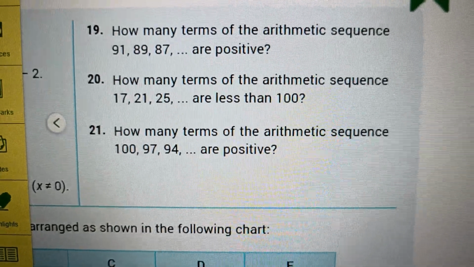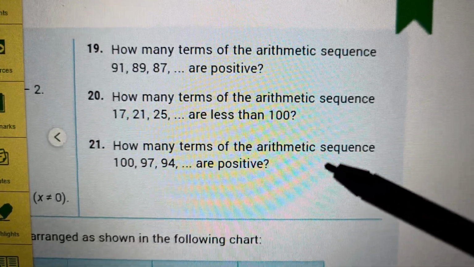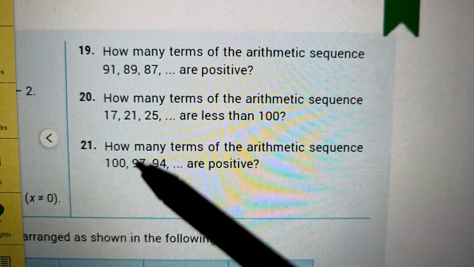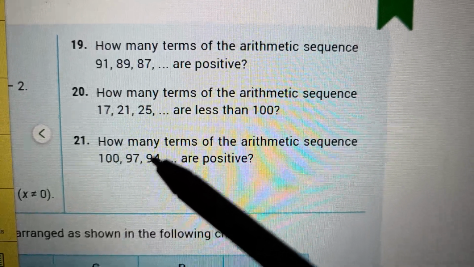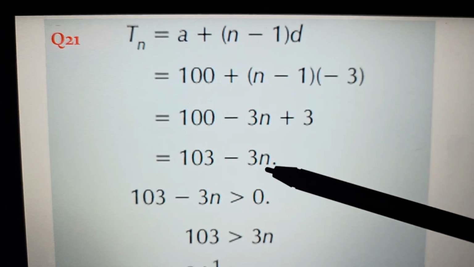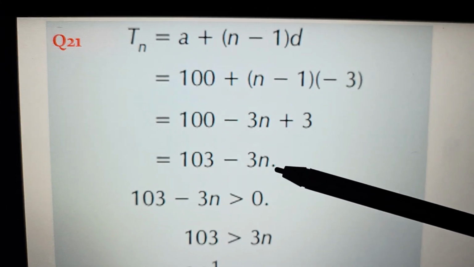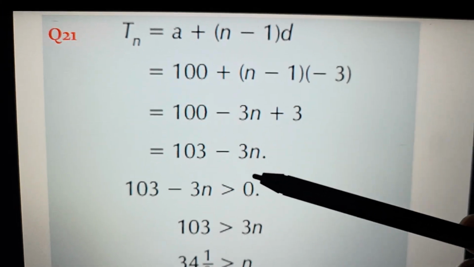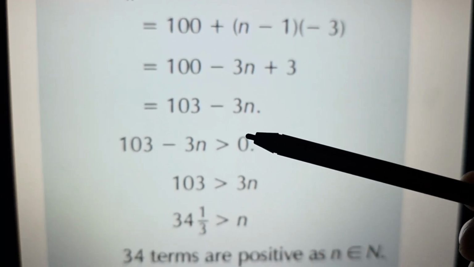Question 21, how many terms in that sequence are positive? Again, it's arithmetic. Come up with the T of n formula. A is 100, d is minus 3. Okay, so my T of n formula ends up being 103 minus 3n. I want it to be positive, so I let it be greater than 0. And we solve for n.